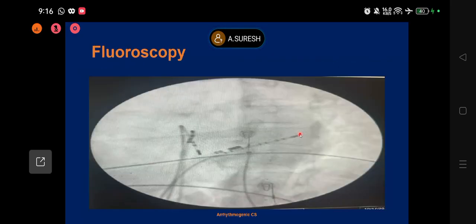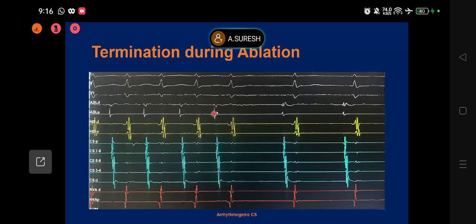So we took her up for the electrophysiology study and radiofrequency ablation. This is a fluoroscopy. This is the ablation catheter within the CS near the C7-8. During ablation, the signals were 30 milliseconds earlier than the P wave. During the ablation, the tachycardia terminated and the patient was in sinus rhythm.